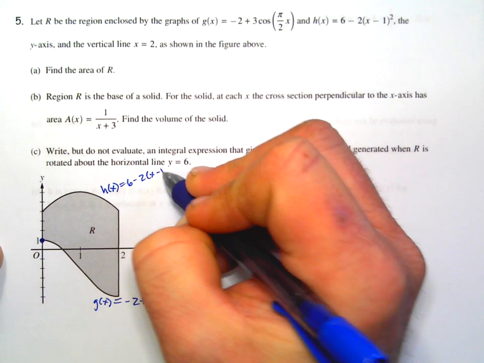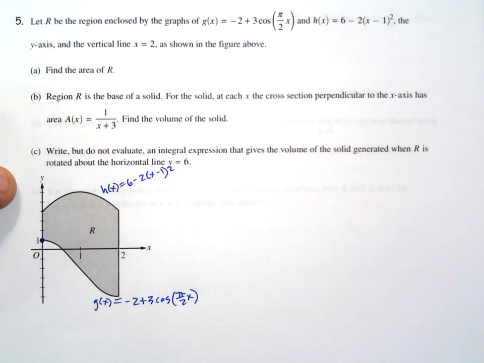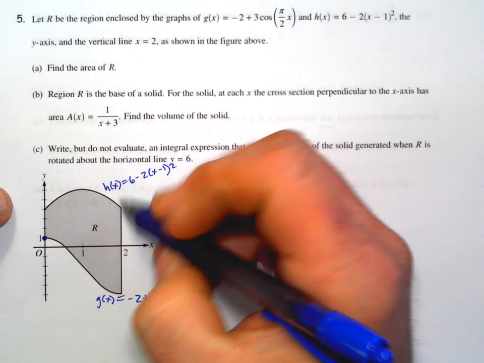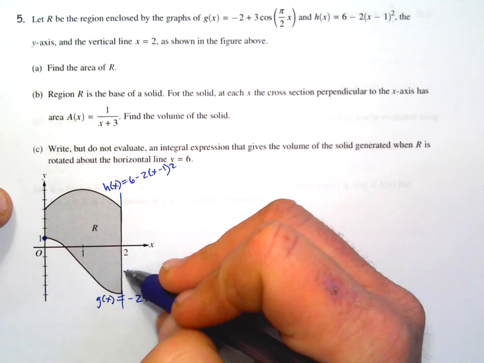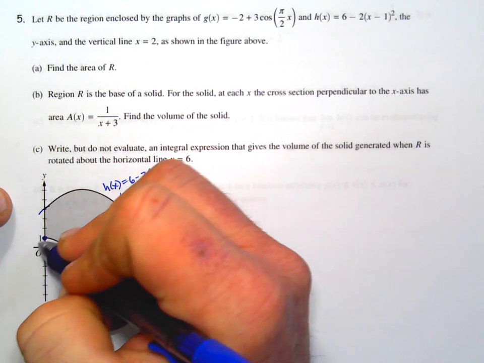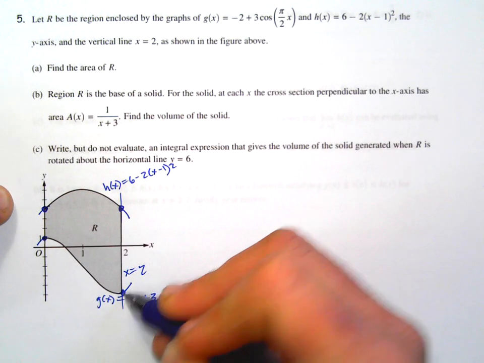And so I like to label these on the graph. Graph would usually be above. I just put it down here to fit it better on here. It says the y-axis, a vertical line, x equals 2. So there's that line right there, x equals 2. These graphs keep going.